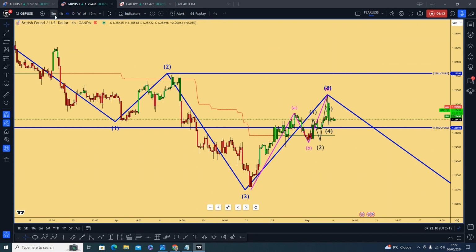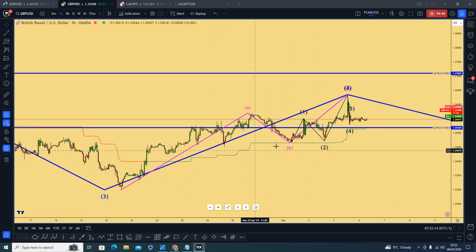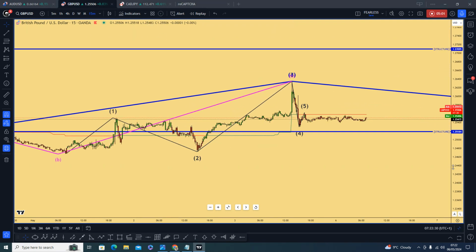What we have is very clear here. This is the 1-hour chart. We can see 0, 1, 2, 3, 4, and 5 was divided into 3 waves. There's something I'm expecting here. On the 15 minutes chart it is clear. Look at this.